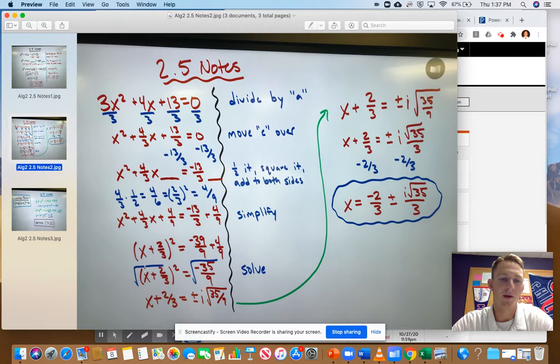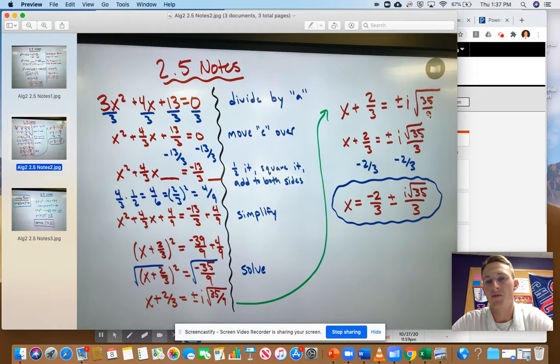Let's get rid of the squared. Let's take the square root on both sides, and that leaves us with x plus 2/3 equals plus or minus i times the square root of 35 over 9. The plus or minus because we took the square root, the i because of the negative on the inside. Let's finish it off over here. Let's see if we can simplify this square root at all. Is there a nice perfect square of 35?